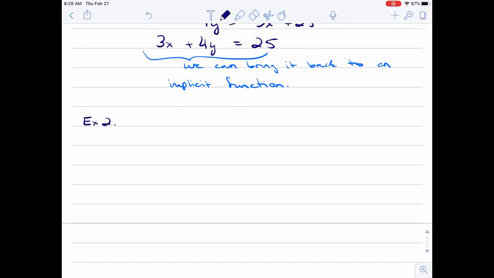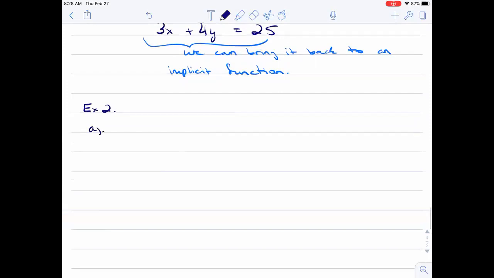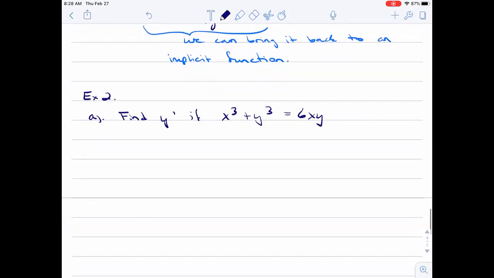Example 2. Part A, we're going to find y prime if x to the 3 plus y to the 3 equals 6xy. y prime is dy dx, and so it's the exact same thing. I'm just using a different notation. But in general, the y prime notation just looks a little bit cleaner often, and so that's usually the one that I'm going to go with. It just depends.